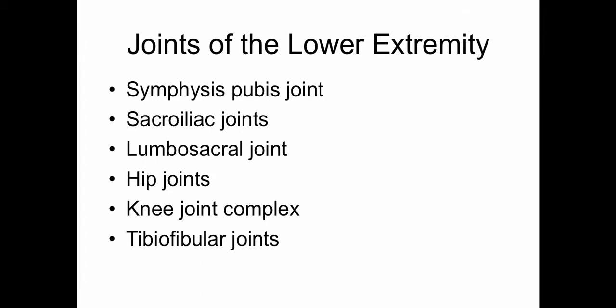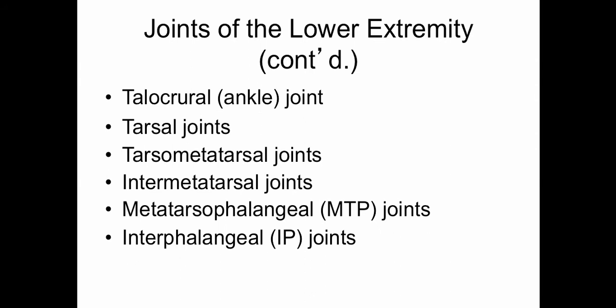In this lecture, we will discuss the joints of the lower extremity listed here: the symphysis pubis joint, the sacroiliac joints, the lumbosacral joint, the hip joints, knee joint complex, and the tibiofibular joints. We will also discuss the talocrural joint, the tarsal joints, the tarsometatarsal joints, the intermetatarsal joints, the metatarsophalangeal joints, and the interphalangeal joints.